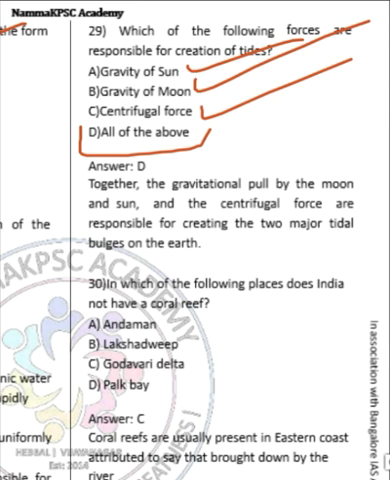Question number 30, it is asking in which of the following places does India not have a coral reef. Correct answer is option C, Godavari Delta. So for presence of coral reefs, absence of sediments is the most important feature. Godavari Delta is not a conducive environment for corals because the Godavari river carries a lot of sediments throughout its course. Hence in Godavari Delta we cannot find a coral reef.